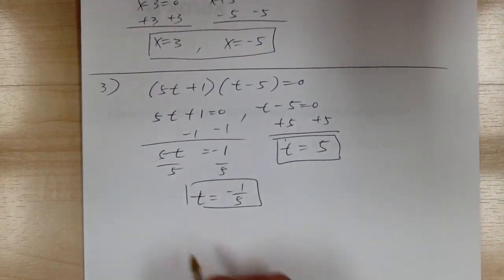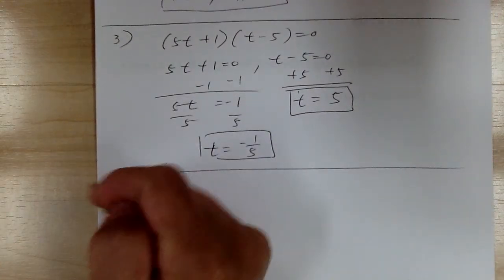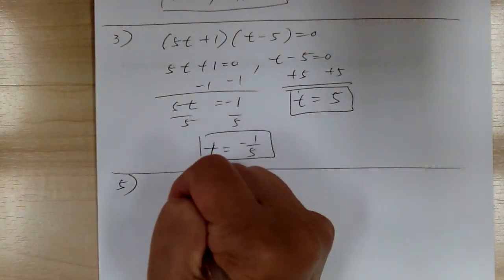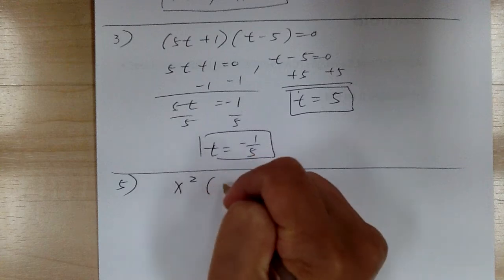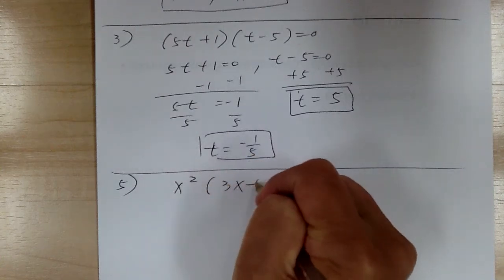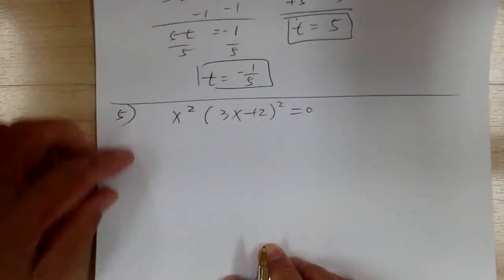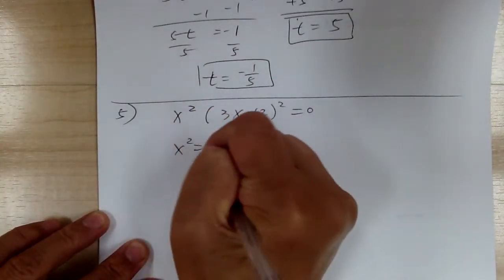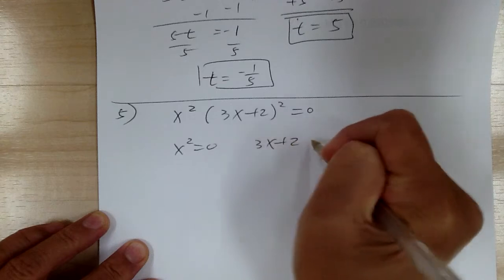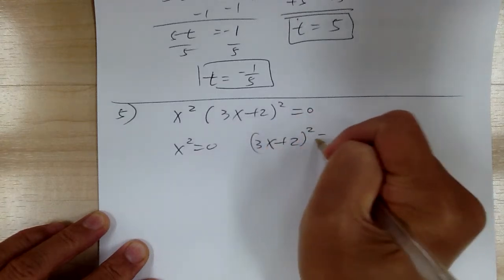Okay, let's go to number 5. You got x squared times (3x + 2) squared equal to 0. So again, this is already all factored. So you got x squared equal to 0. You got (3x + 2) squared equal to 0.